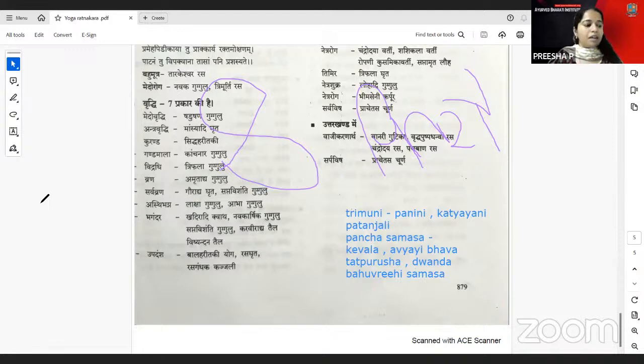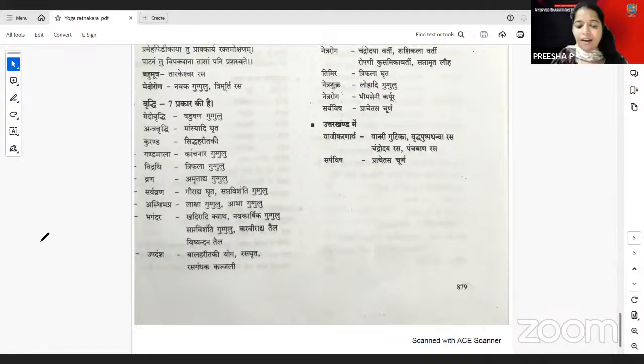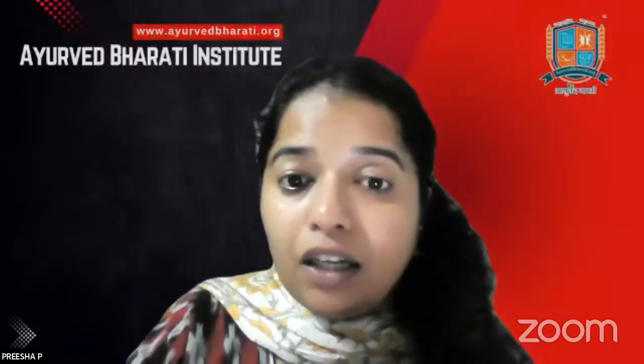Okay, I think we will deal with some Yoga Ratnakara aspects and then we'll wind it up, okay? Any doubt in Yoga Ratnakara? Hope everything is clear. We will deal with the other part of the Yoga Ratnakara.